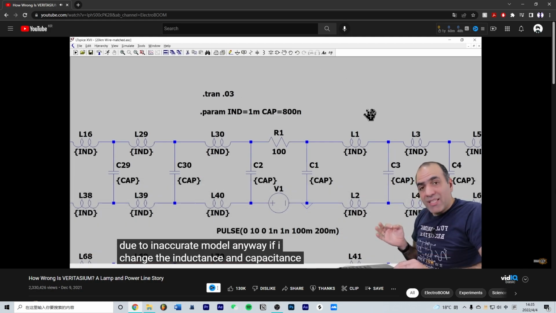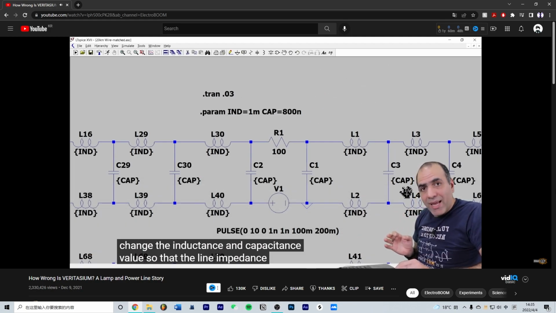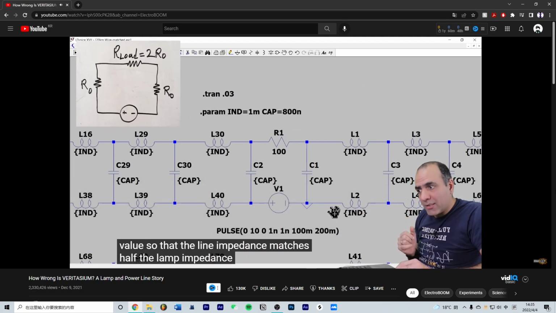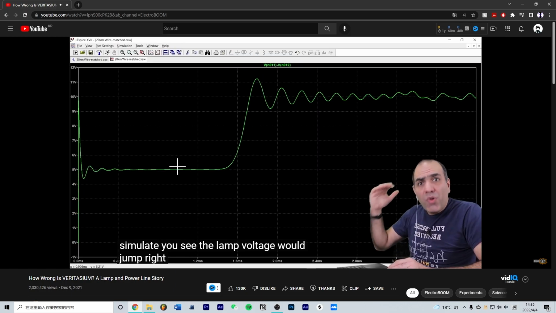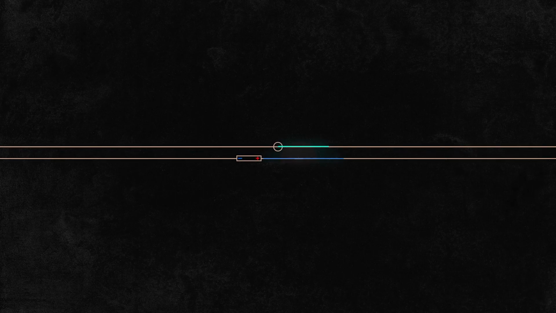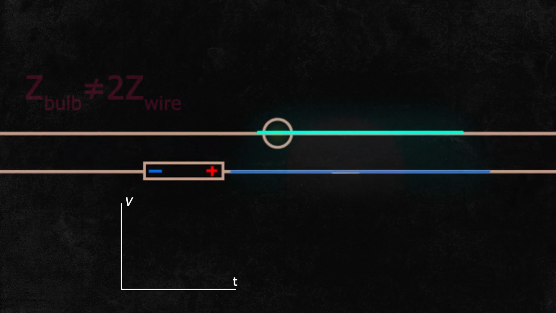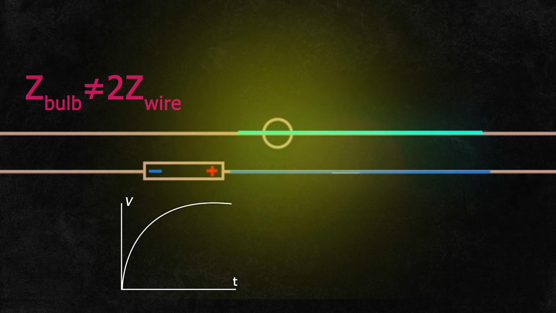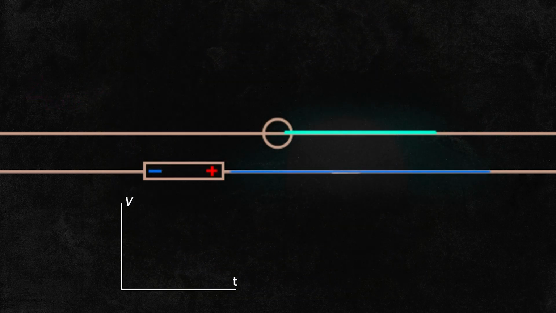Change the inductance and capacitance values so that the line impedance matches half the lamp impedance. You see, the lamp voltage would jump right away to half the supply voltage. So he meant that in his simulation, in some of the setups the bulb receives the voltage gradually, and in others it receives half of the voltage right away.